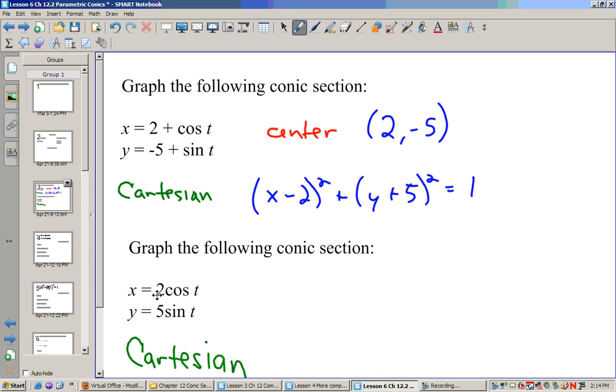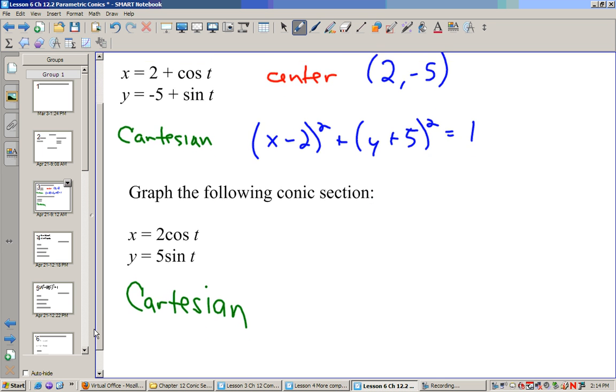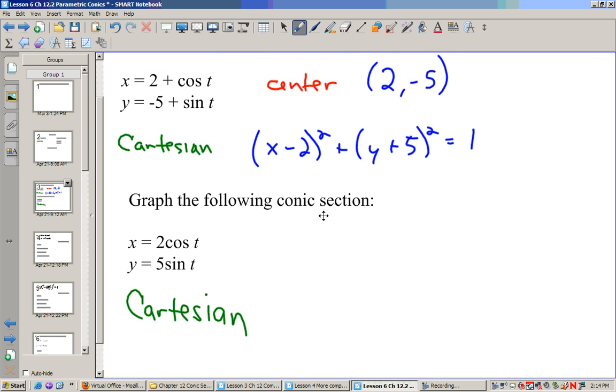Now graph this out. 2 cosine t in the x, 5 sine t in the y. Hopefully you saw that that was a graph at 0, 0, and it stretched 2 in the x direction, 5 in the y direction. So it would be x over 2 squared plus y over 5 squared is equal to 1. Now see how this is an ellipse, stretch 5 in the y, 2 in the x. Same thing here, stretch 2 in the x, 5 in the y.